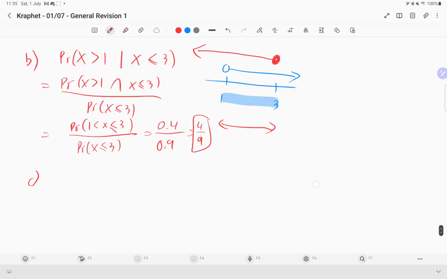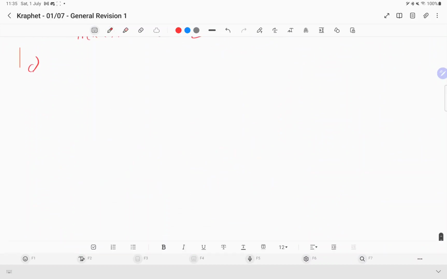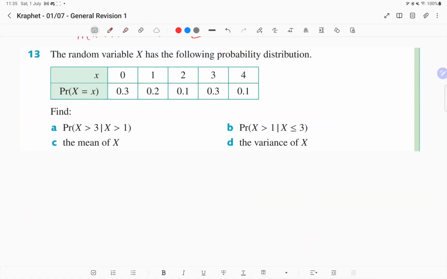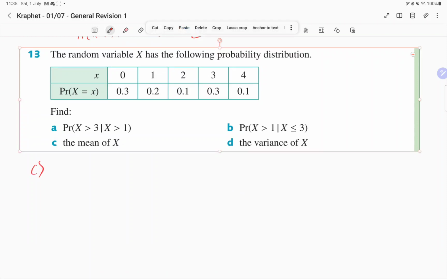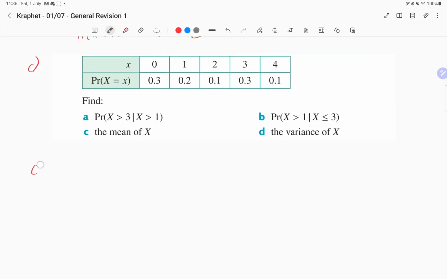Question C. Let me copy this again, because you will need to see this to visualize it. We'll crop this. C and D are the mean and the variance. How do we find the mean? Do the E of X thing. What's the formula for E of X?